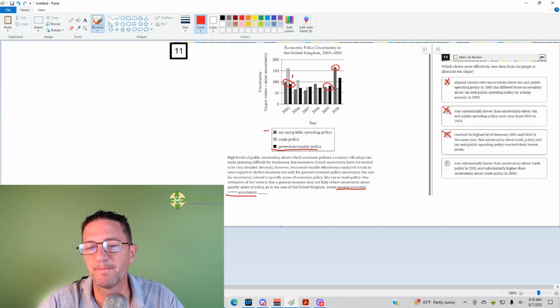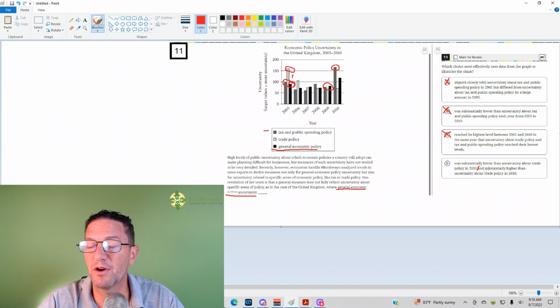Answer choice D. General economic policy uncertainty was substantially lower than uncertainty about trade policy in 2005. And we're going to check it one piece at a time. We see trade policy in 2005. That's a light gray. It's up here. Could we say general economic policy uncertainty was much lower? And that's the gray. That's the black. Yes, it is much lower. Pretty big space there. First part looks true. Hopefully the second part is true because we're eliminating everything else.